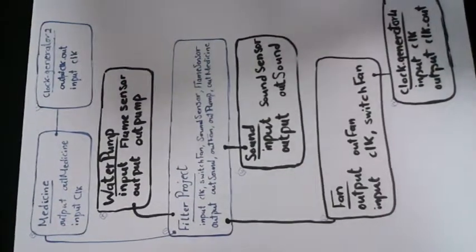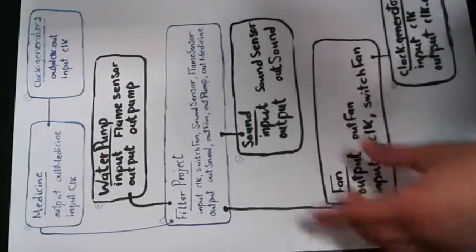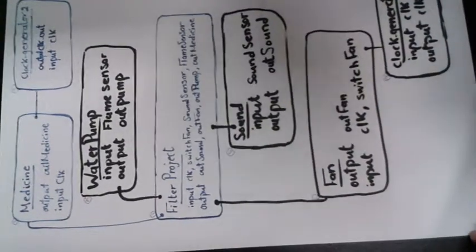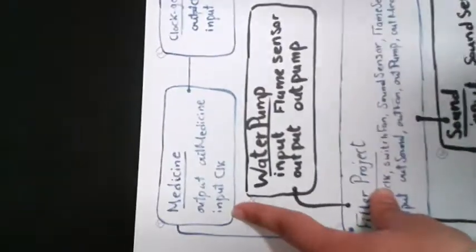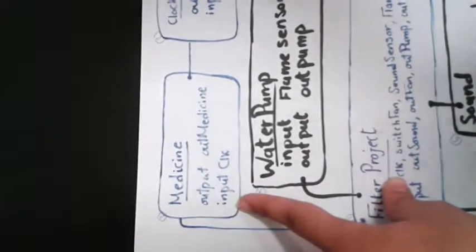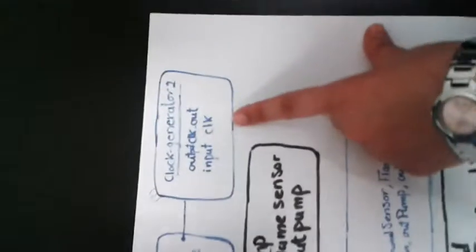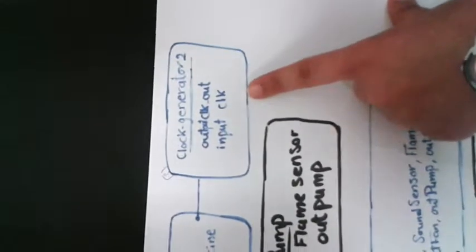The main modules implemented in our project are the filter project, and this is our main module that connects the different parts of the project. First, let's talk about the medicine module, which is simply a timer for reminding the nurse of the medicine times of the patient. In this module, we'll call another module called clock generator 2, which gives an output clock of 1 Hz, which simplifies the calculation of our timer.